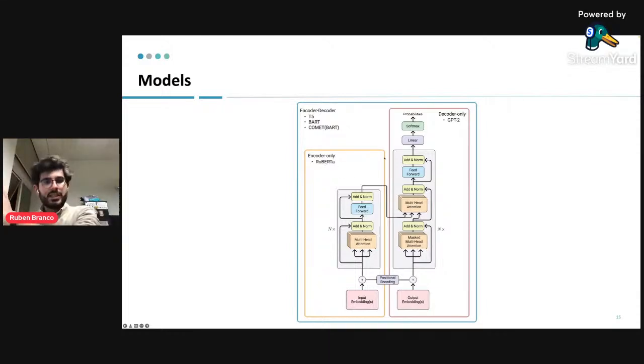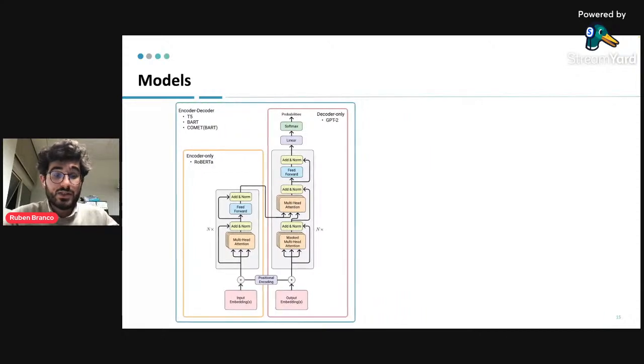And then also the decoder was separated and used in a type of architecture, which was famously the GPT series family of architectures, which only uses the decoder. It's great for generating text, but also to do classification. And here we use the GPT-2 model. For the full transformer, so the encoder-decoder, we use T5, Bart, and Comet Bart, which is a neurosymbolic model.